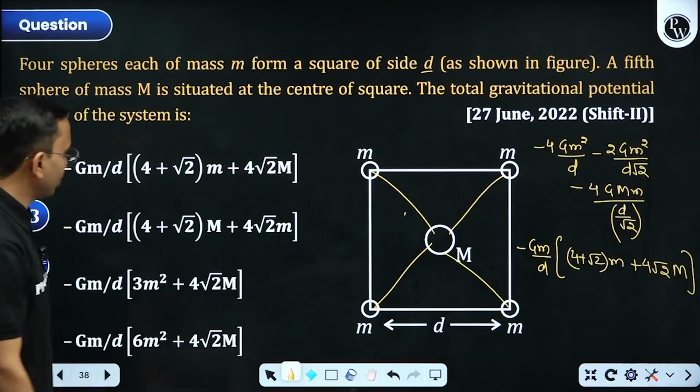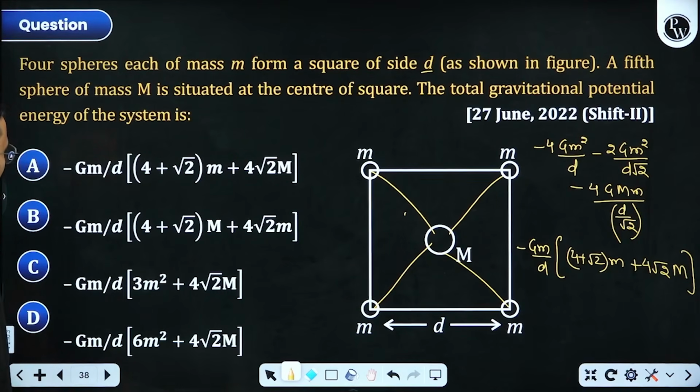Now let us come to the options. Which option is correct? I think option A is correct. So 4 plus root 2 into small m plus 4 root 2 into capital M.